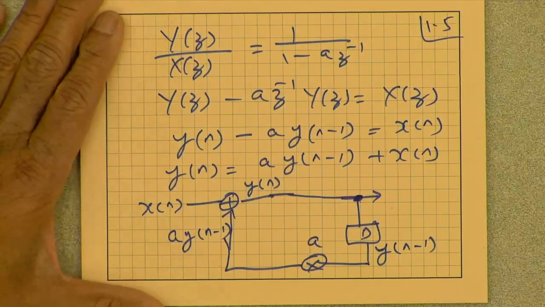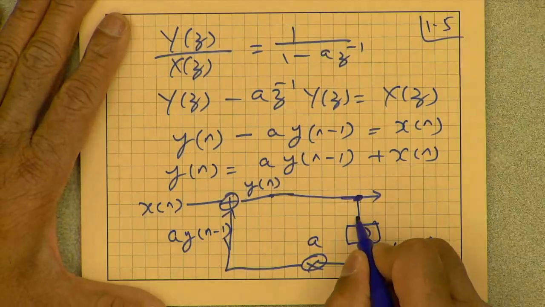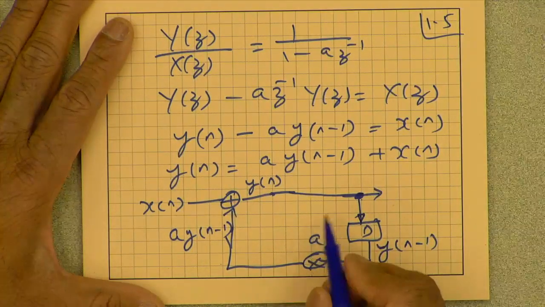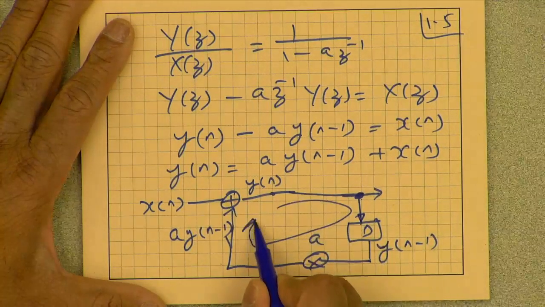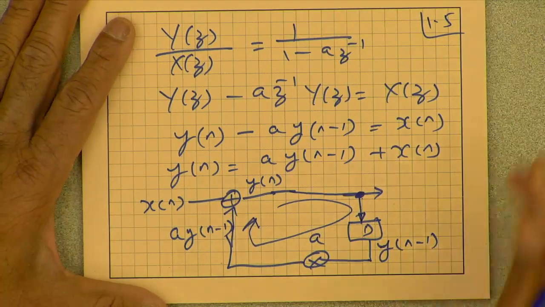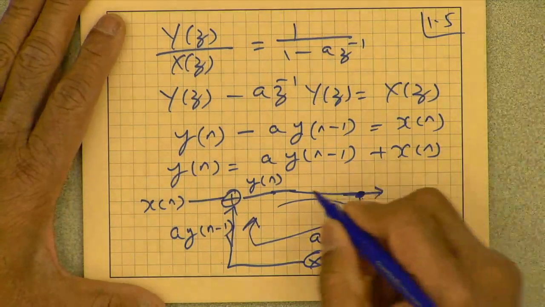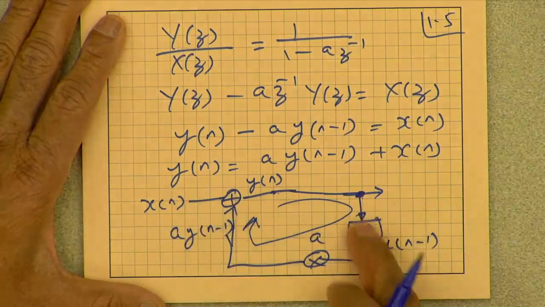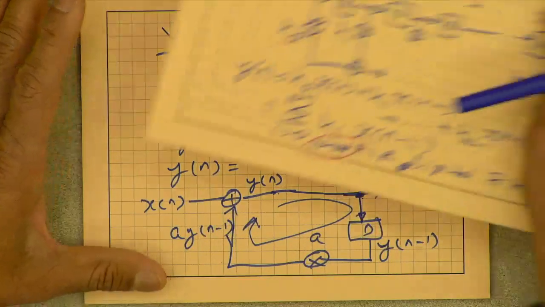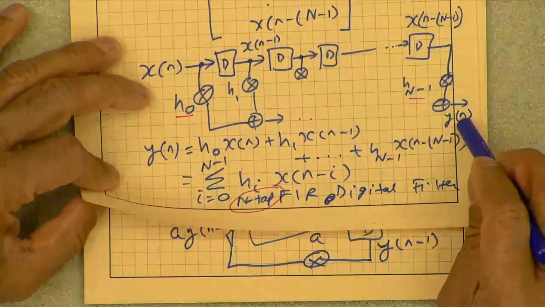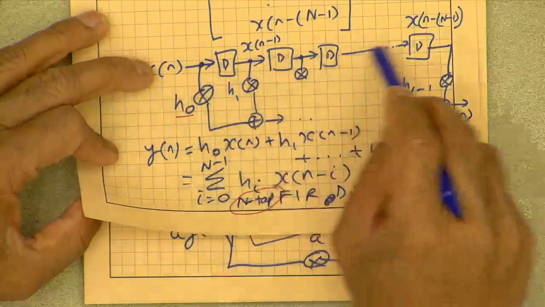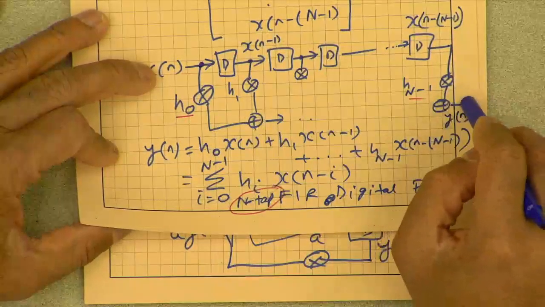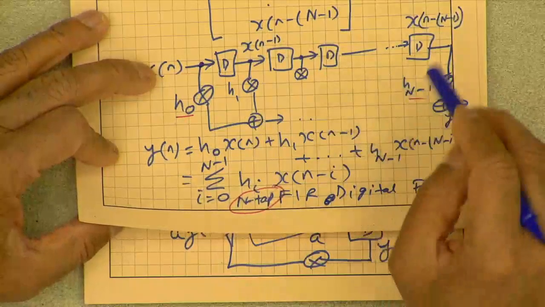And the main difference between the FIR and IIR filter is that this has a feedback loop, and that's a fundamental property of IIR filters, because the current output is a function of not just the input, but the past outputs as well. Whereas in case of FIR, the current output is a function of current input and delayed inputs, and this output is not a function of past outputs.